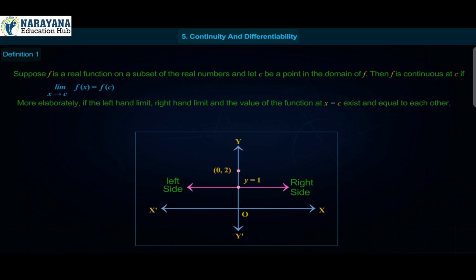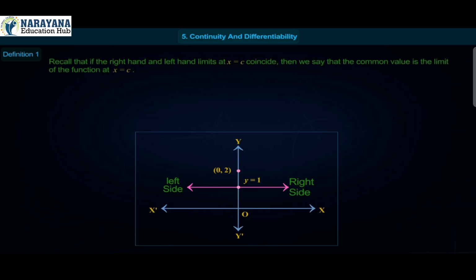More elaborately, if the left hand limit, right hand limit and the value of the function at x equal to c exist and are equal to each other, then f is said to be continuous at x equal to c. Recall that if the right hand and left hand limits at x equal to c coincide, then we say that the common value is the limit of the function at x equal to c.